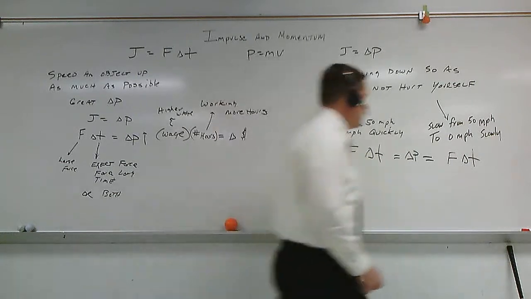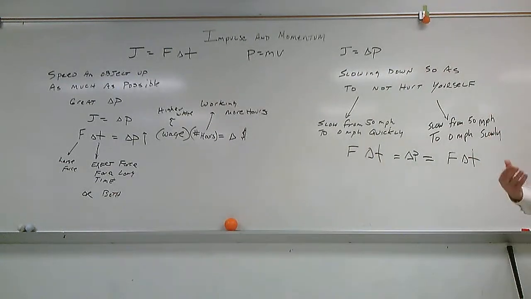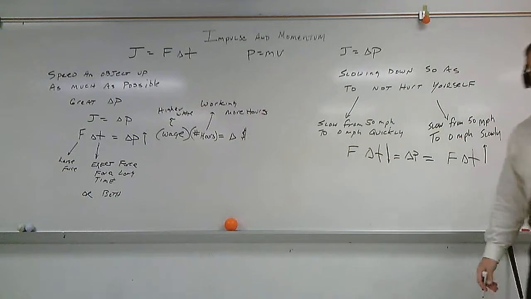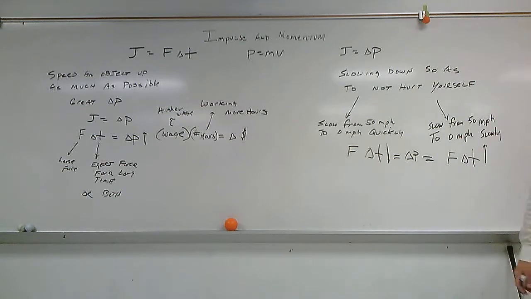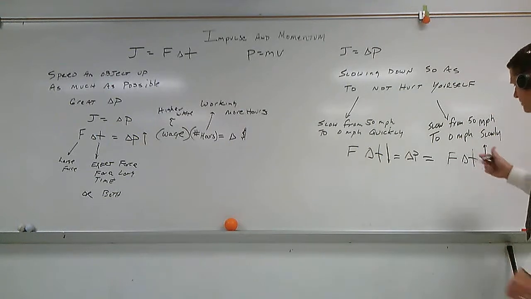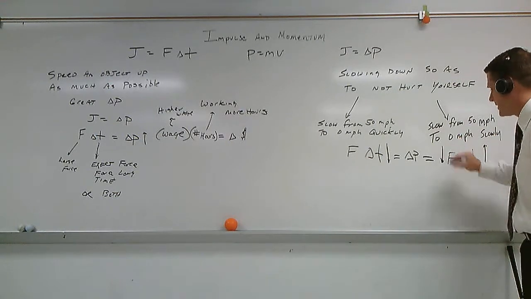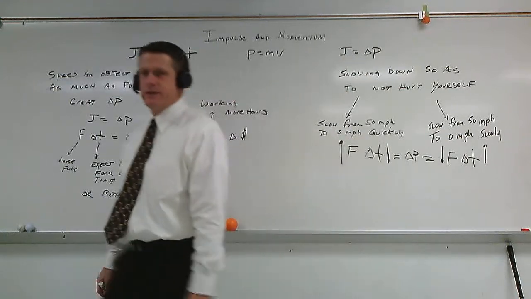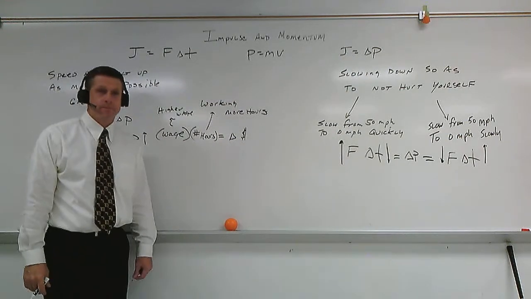What happens? What do I do? Relatively speaking, I slow down over a very large period of time. My wife slows down over a small period of time. Well, if my FΔt has to equal her FΔt, the only way to accomplish that is that I must experience a smaller force, whereas she experiences a larger force.